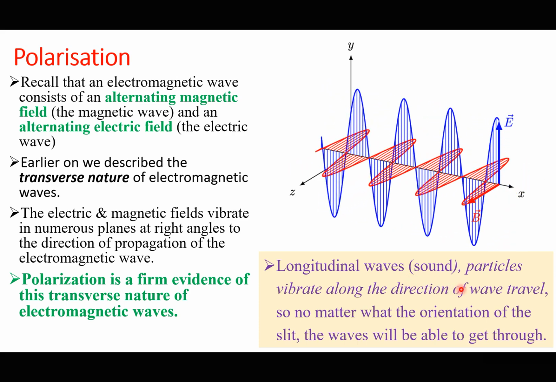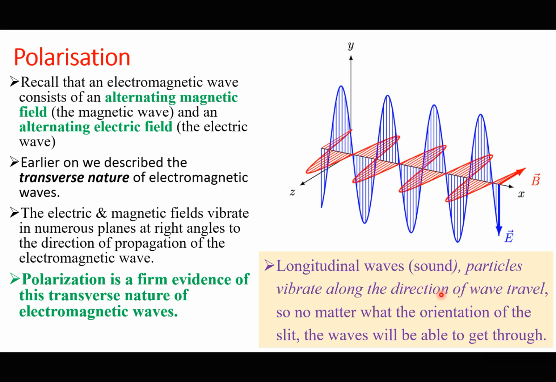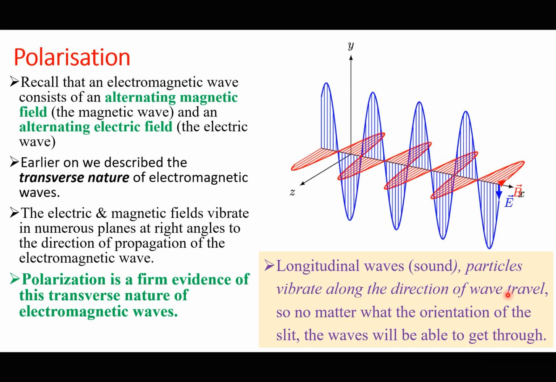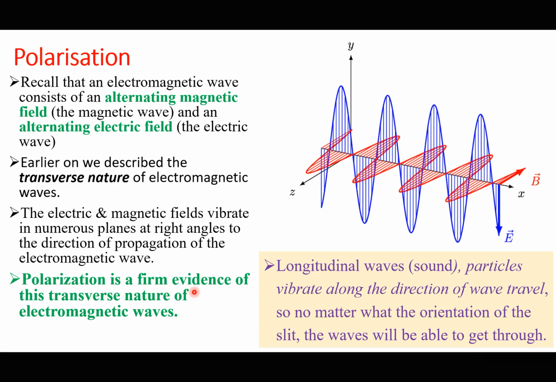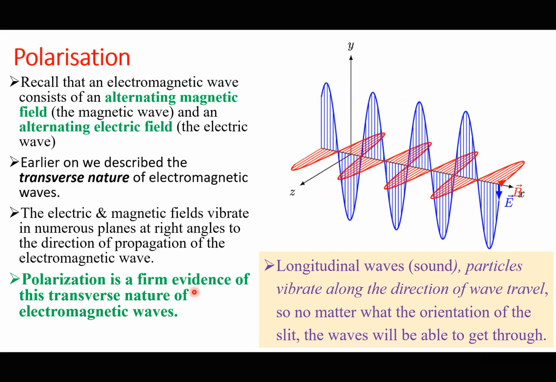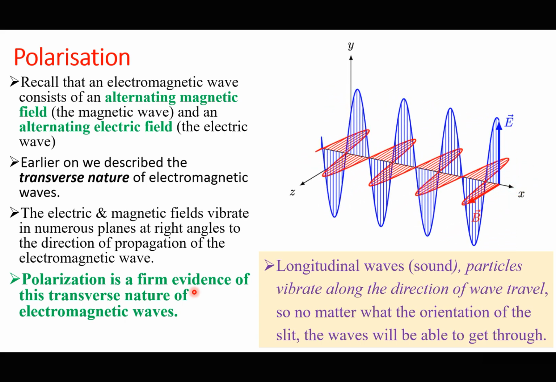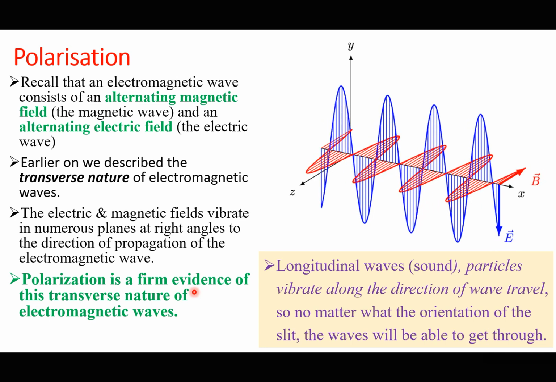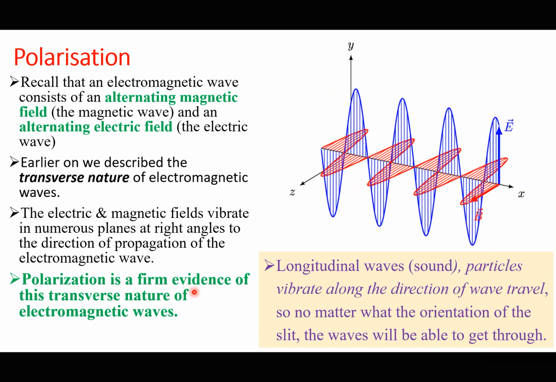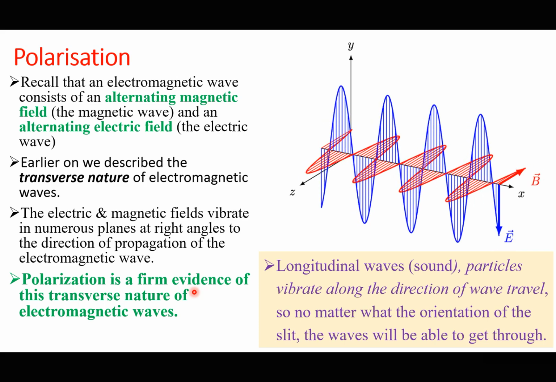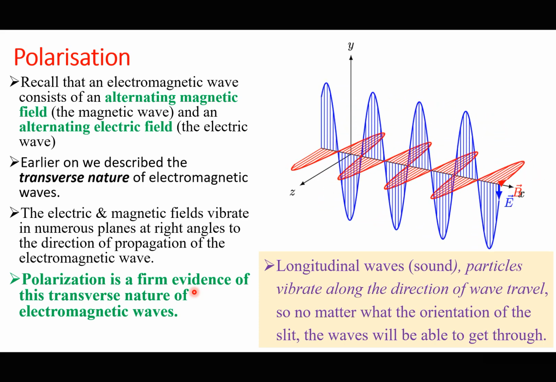to the direction of propagation of the wave energy. But for transverse waves, the vibrations are perpendicular to the direction of propagation of the energy. So if the vibrations in one plane can be blocked, then we cannot see them propagating through the given slit. So that is the difference between transverse waves and longitudinal waves.